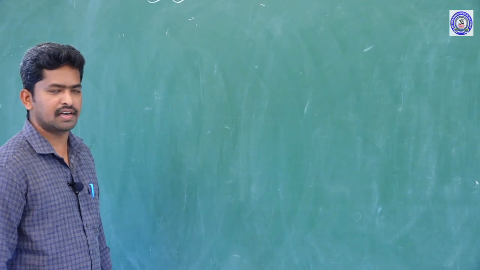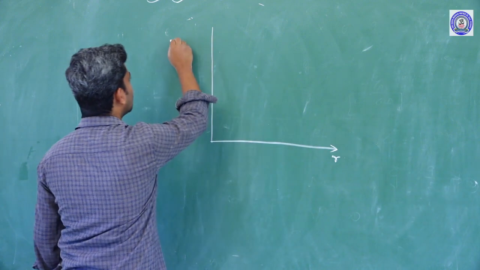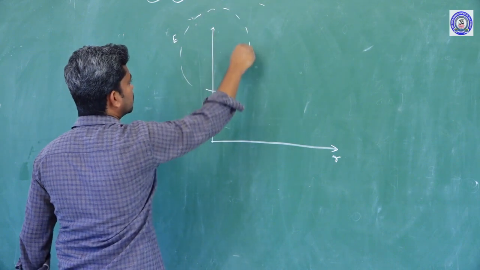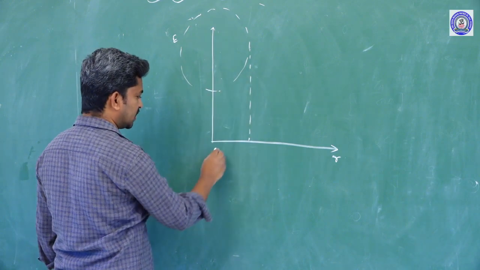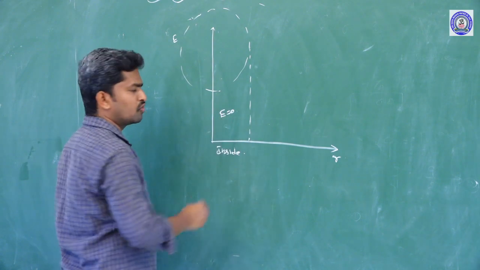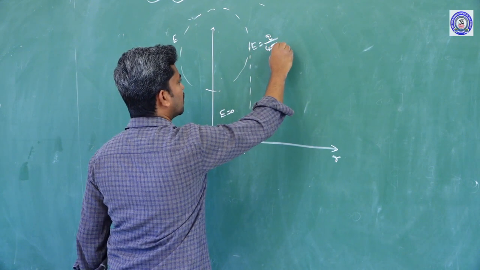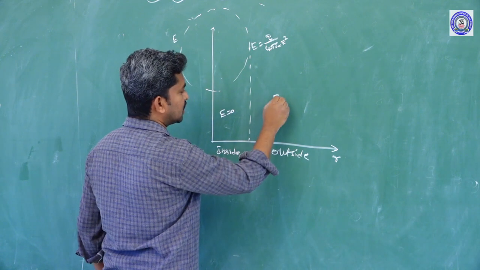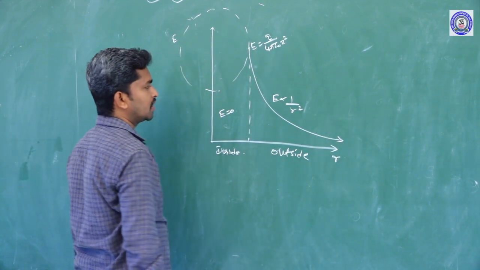A graph between electric field and distance. This is r, and the electric field. Consider the sphere. Inside the sphere, the electric field is equal to 0. You know well, on the surface the electric field is equal to q divided by 4 pi epsilon naught R square, and outside, E is inversely proportional to r square. So, the graph is this. It is a very important graph.